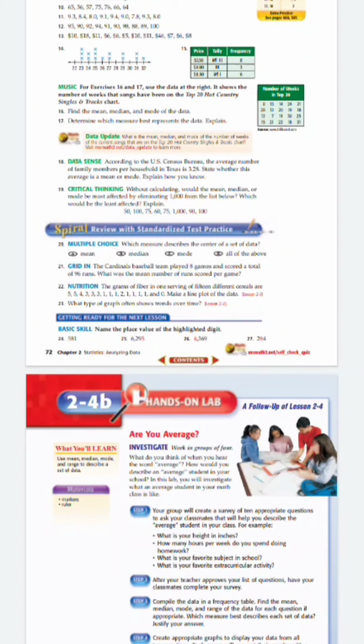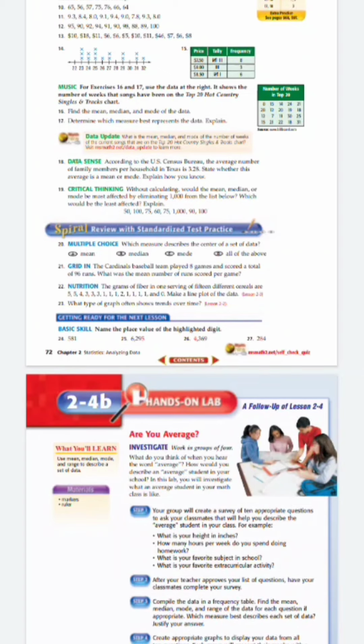Hands-on lab, follow-up. 4. The average student. Investigate. Work in groups of 4. What do you think of when you hear the word average, or how would you describe an average student in your school? In this lab, you will investigate what an average student in your math class is like.